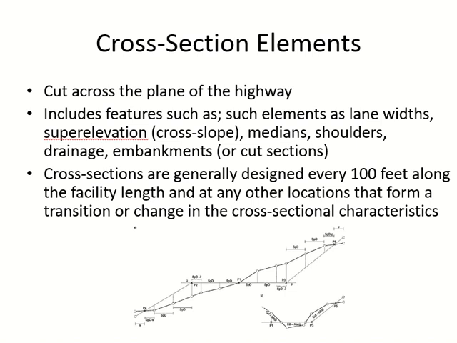Normally, the cross sections are designed for every station. Okay, the station means how much? 100 feet. Even in meters, they take 100 meters. In Bahrain, they take 100 meters. So you normally design and provide the cross section every 100 feet or 100 meters.